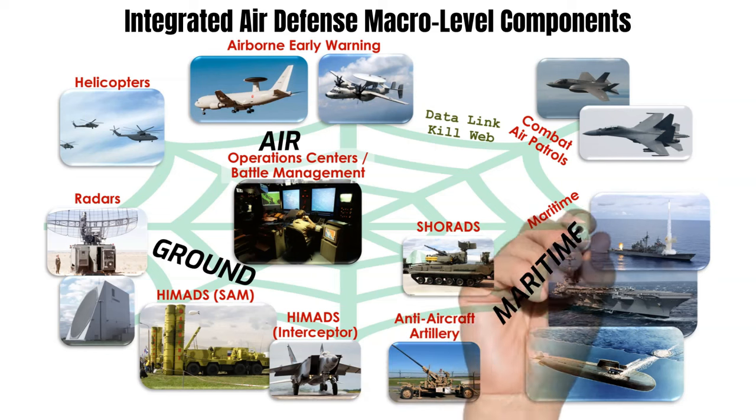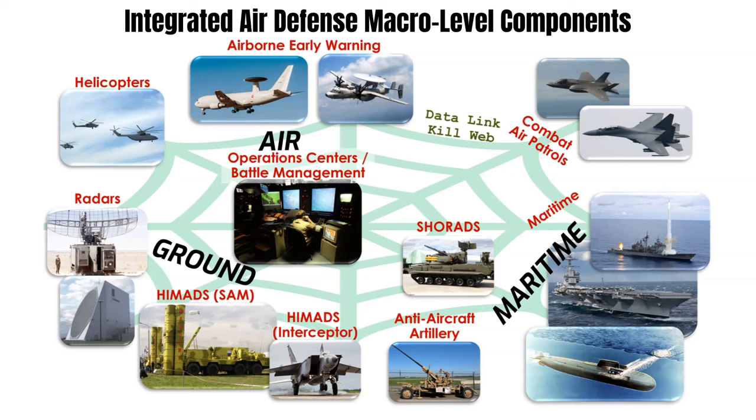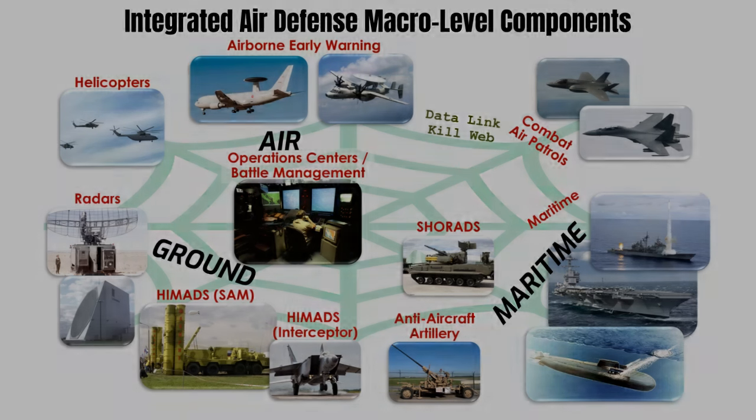In the water, we have ships with air defense radars, air defense missiles, and air defense guns. We also have aircraft carriers with aircraft that do all the things we just discussed in the air domain. And finally, we have submarines that blend IADS with reconnaissance via underwater operations and long-range precision fires via cruise and ballistic missiles. Having viewed the macro-level components of IADS, we now turn to the workflow of the kill chain they are designed to nest within.